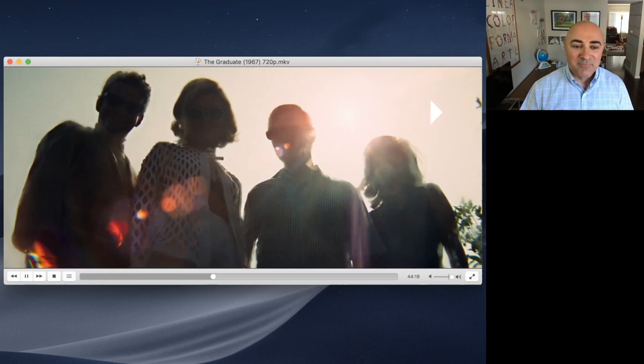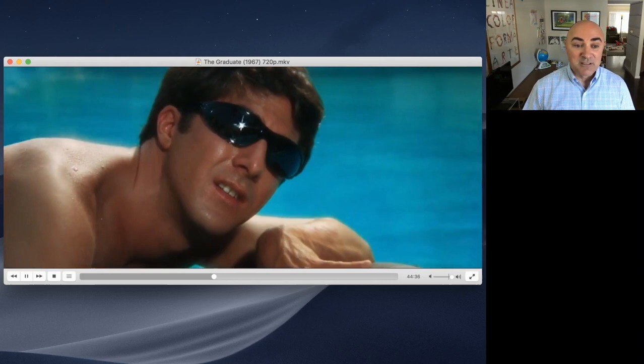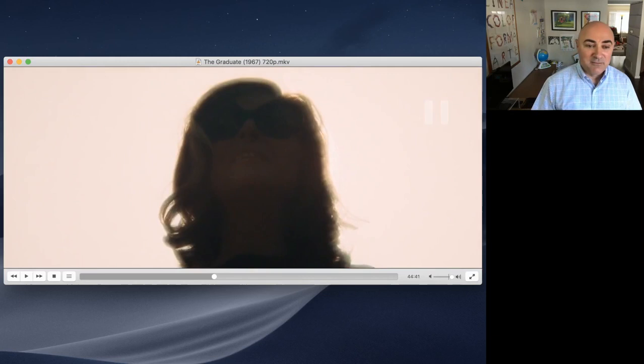Notice the moment where he has to interact with Mrs. Robinson. Look at that shot. The background is totally overexposed. She's in total shadow. It's a terrible shot, but it's a brilliant shot because it's terrible, right? That's how he sees her from way down there, and that's how he feels.